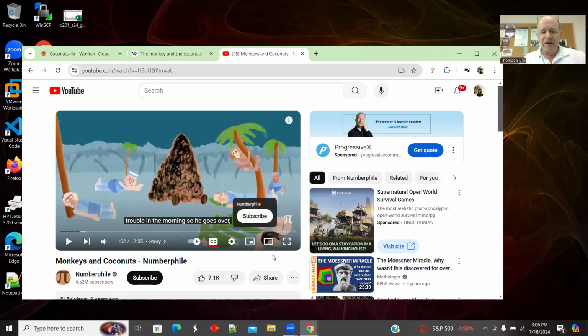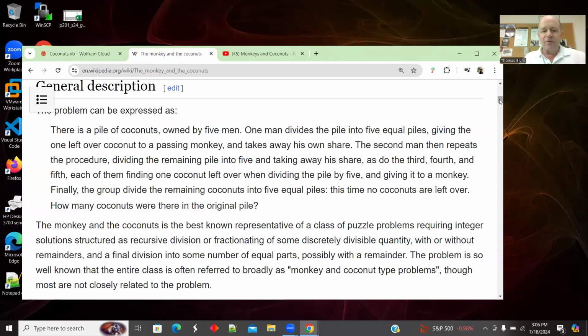So you have these five guys and a bunch of coconuts and a monkey. It's famous enough that it's got its own Wikipedia page, so let's have a quick read. There is a pile of coconuts owned by five men. One man divides the pile into five equal piles, giving one leftover coconut to a passing monkey, and takes away his own share. The second man then repeats the procedure, dividing the remaining pile into five and taking away his share, as do the third, fourth, and fifth, each of them finding one coconut left over when dividing the pile by five and giving it to a monkey.